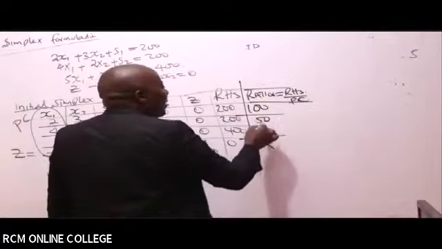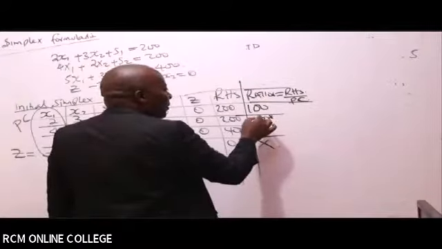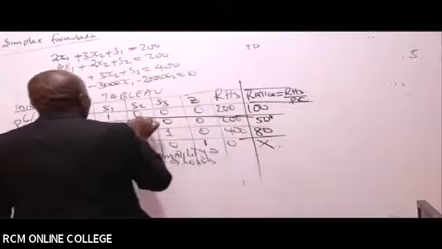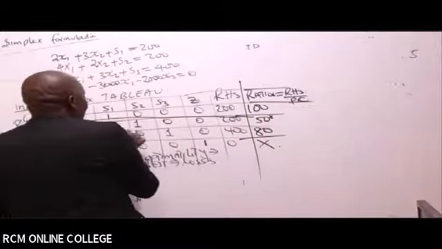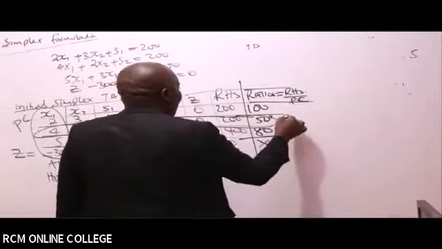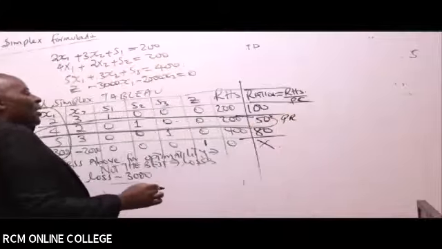Pick the minimum to get the PR. In this case, the minimum is this 50. So circle everything of this row and call it the PR.